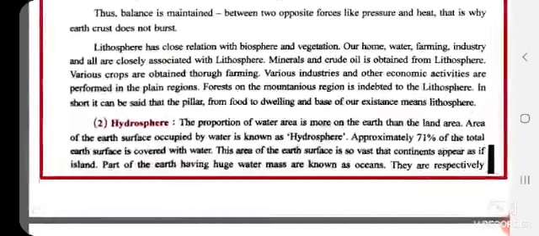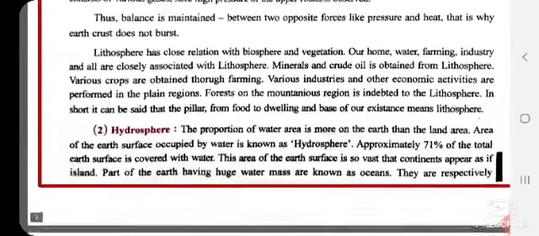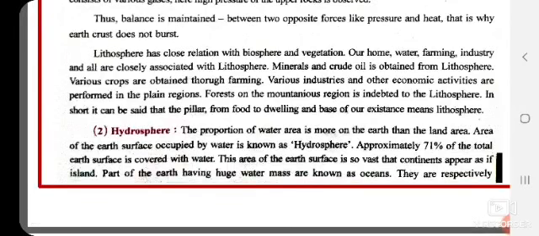Thus balance is maintained between two opposite forces, like pressure and heat. That is why the earth crust does not burst every time. But yes, if an imbalance happens in the earth crust, then such a situation of earthquakes and volcanoes arises due to it.